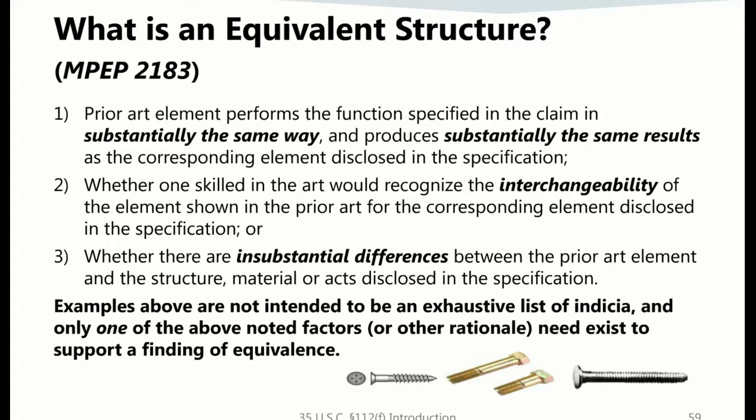Among the factors that support a conclusion of equivalence, MPEP 2183 sets forth the following: whether the two elements perform the claimed function substantially the same way and produce substantially the same result, whether one skilled in the art would recognize the interchangeability of the two elements, and whether there are only insubstantial differences between the two elements.